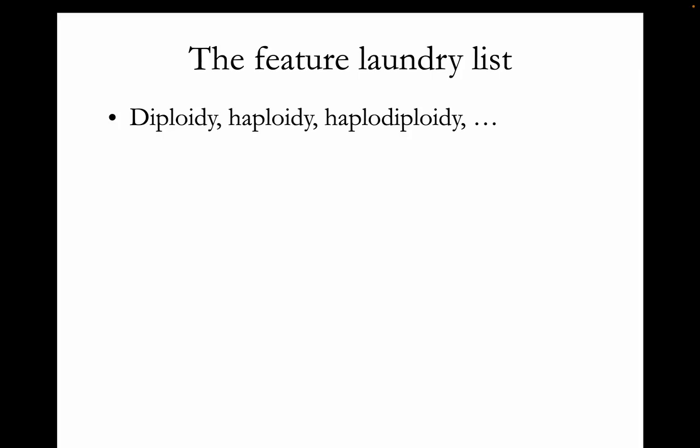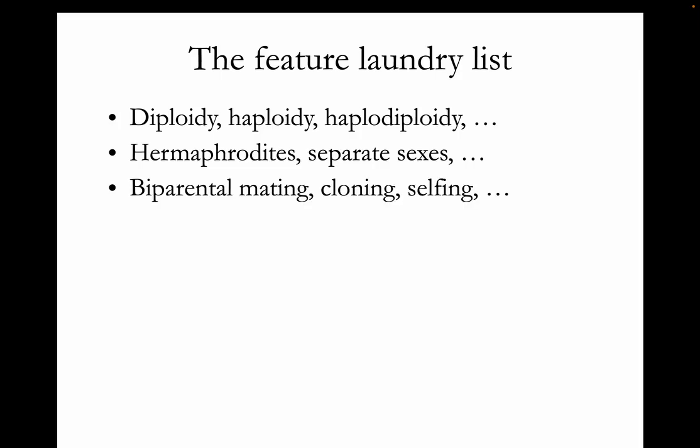What I've shown you so far is just a tiny taste of what you can do in SLiM, and this slide is about some of the other things that you can do that I don't have time to show you. You can model different kinds of ploidy, including more complex systems like haplodiploidy. You can model hermaphrodites, separate sexes, or more complex mating systems. Biparental sexual mating is supported, of course, but also cloning and selfing and more.